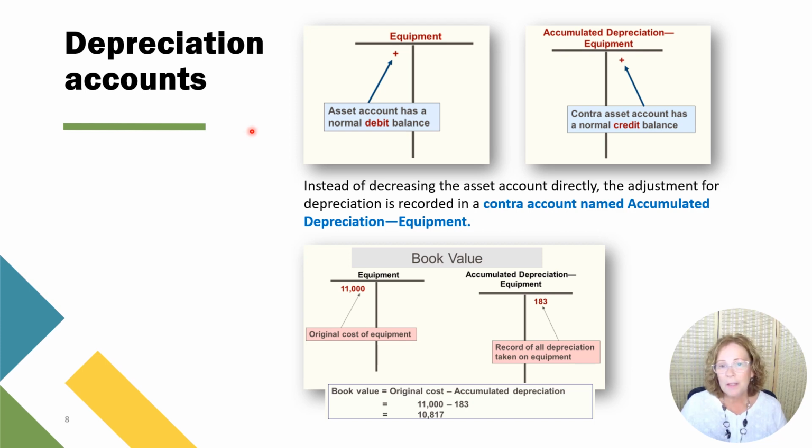As I mentioned previously, depreciation is not recorded directly as a reduction to the asset account. Instead, we're now using a new account called Accumulated Depreciation Equipment, which is also called a contra asset account and has a normal credit balance even though it is an asset.